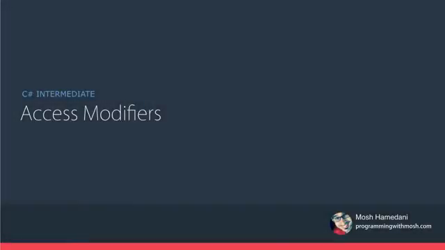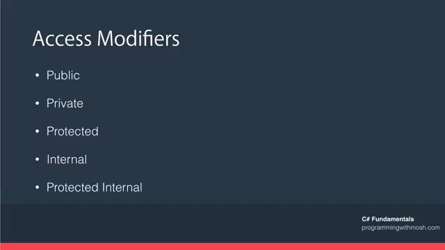Okay, access modifiers. So far, you have seen me declaring classes and their members with the public keyword. Public is what we call an access modifier. In C#, we have a total of 5 access modifiers: public, private, protected, internal, and protected internal. In this lecture, I'm going to talk about public and private, and we leave the rest to when we get to the lecture about inheritance.